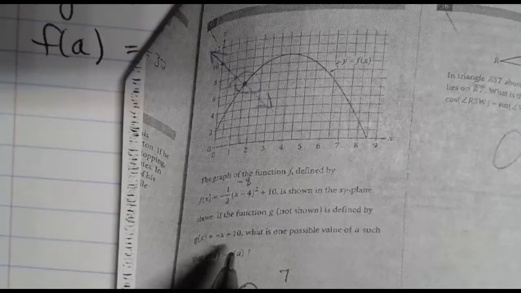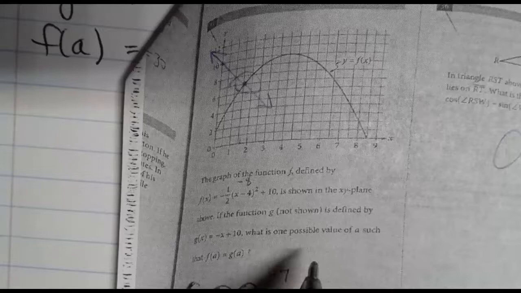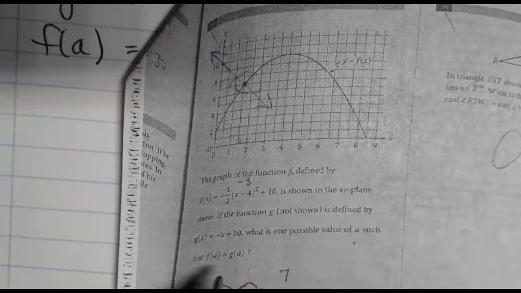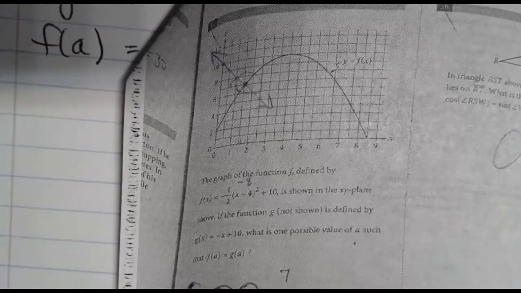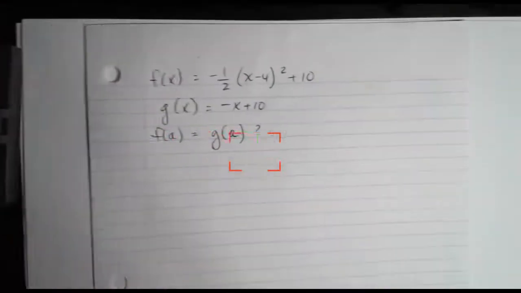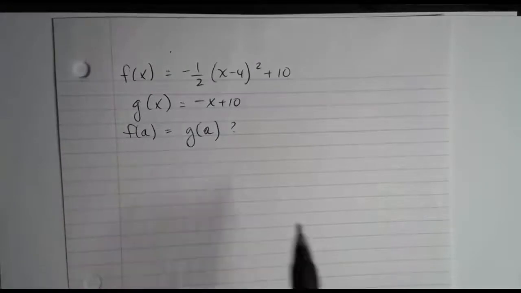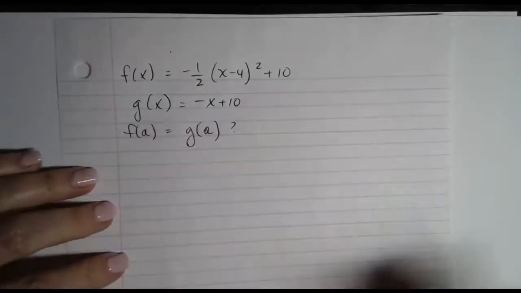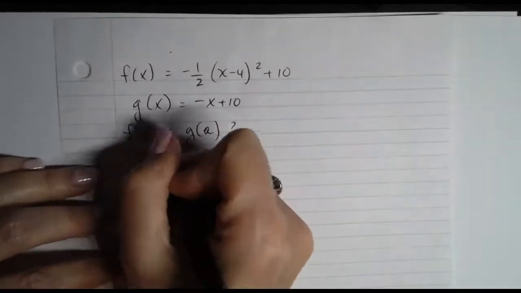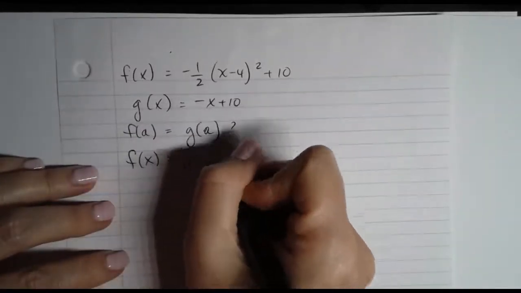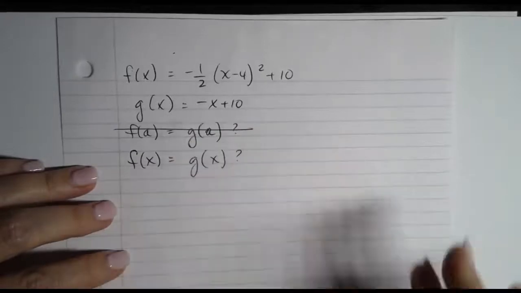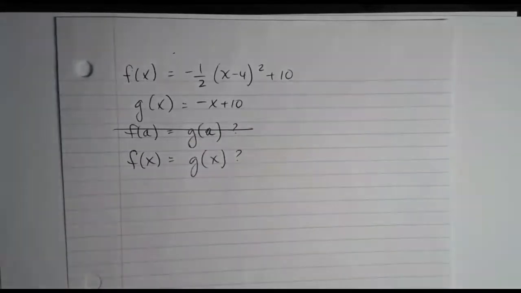So g of x equals negative x plus 10, which is what is one possible value of a such that f of a is equal to g of a? Well, first of all, I've got the problem written right here. And the next thing I want you to think about is it says f of a and g of a. This is kind of totally a distractor, because who cares that it's a? Why can't it just be f of x equal to g of x? So forget that. Just think about f of x and g of x.